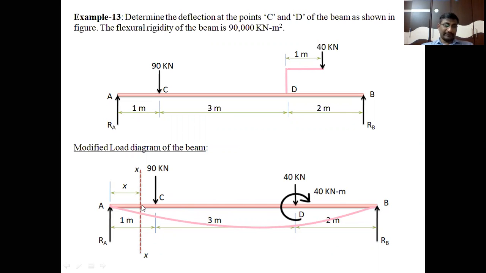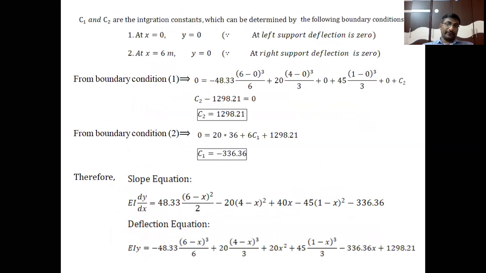So at x is equal to 0, that means at the left support, deflection is 0, y is 0, and also at x is equal to 6 meters, the right support, deflection is 0, y is 0. These are the two boundary conditions for this given problem. At x is equal to 0, deflection y is 0. At x is equal to 6 meters, also y is 0.